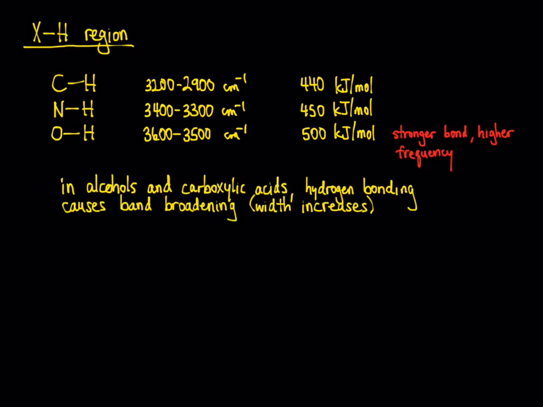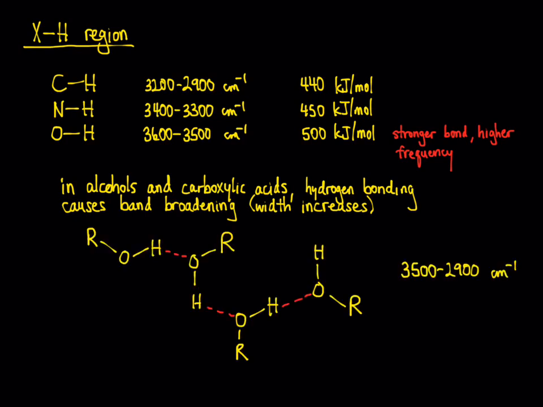One important feature of this region is that alcohols and carboxylic acids can be easily detected because hydrogen bonding causes band broadening. Extensive hydrogen bonding will cause the width of the OH band to increase. What was roughly 100 reciprocal centimeters in width is now as much as 600 reciprocal centimeters in width.